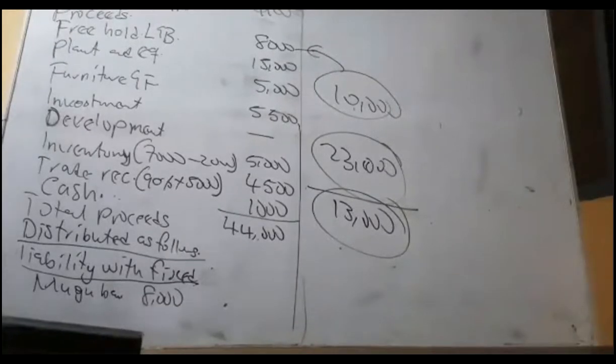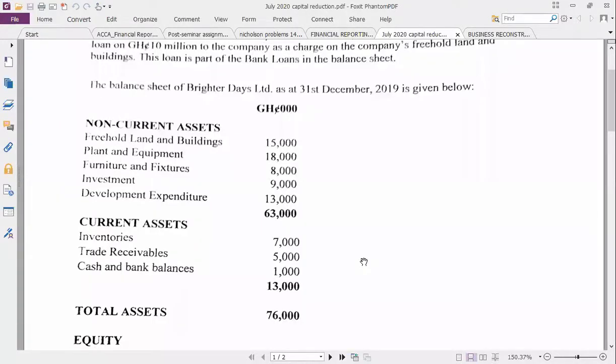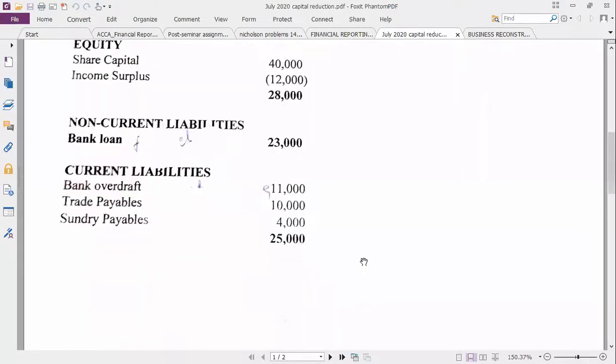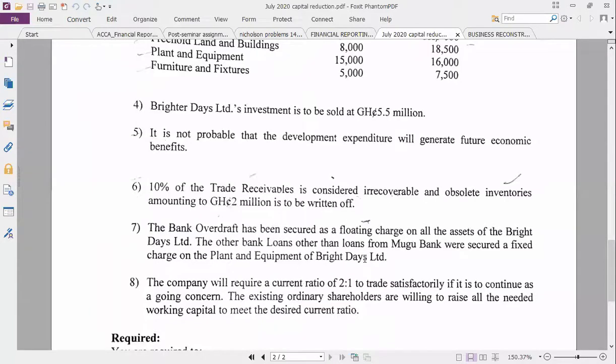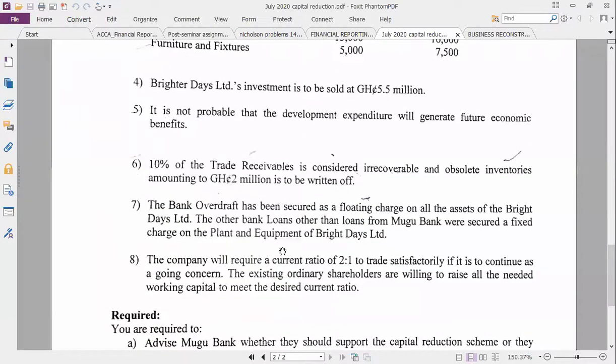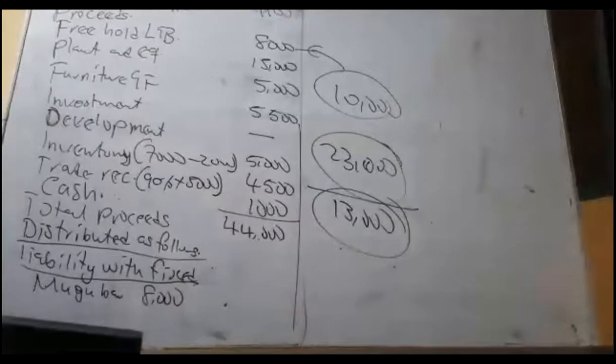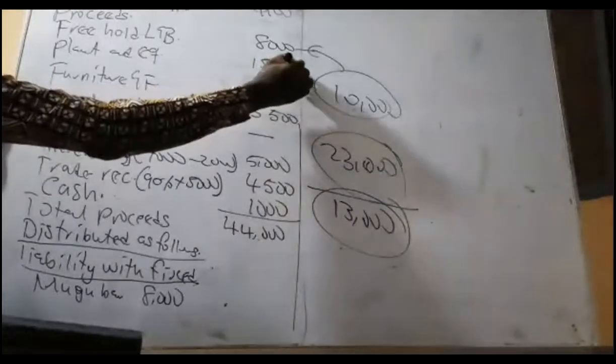So let's go and pick that one also. So the other loan, that's the last footnote. Okay, last but one. Here, let's start from the second sentence. The other bank loans, other than the loans from Mugu Bank, were secured as a fixed charge on plant and equipment. So that means the other one, the 13,000 was on the plant and equipment. And that one they had what?